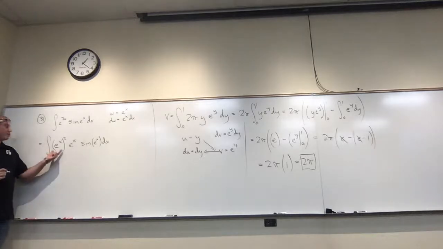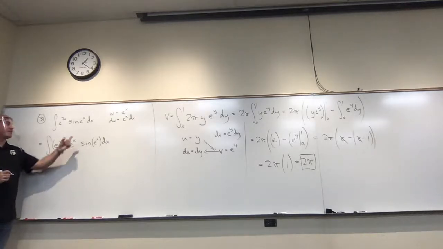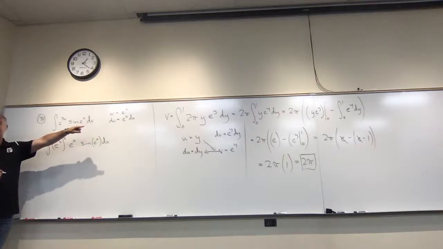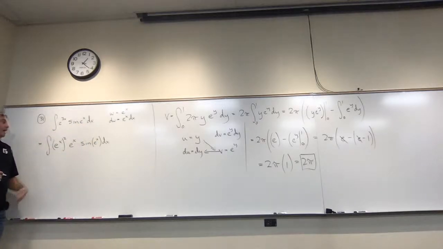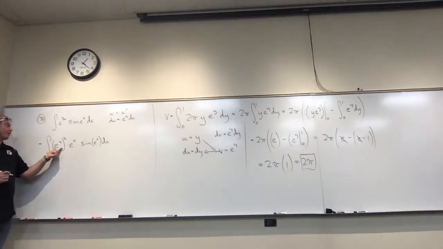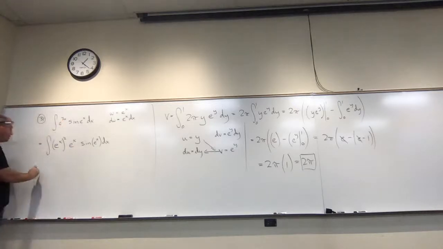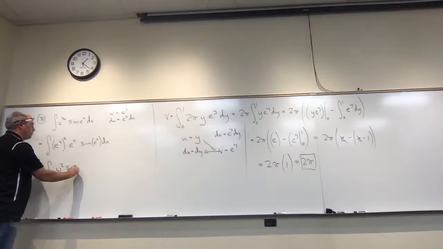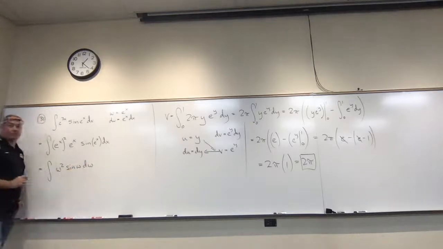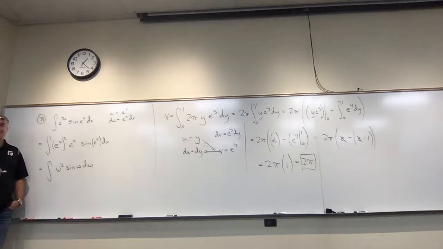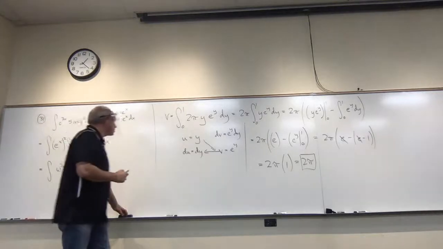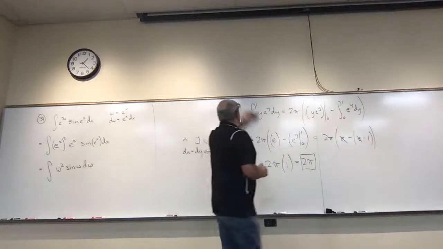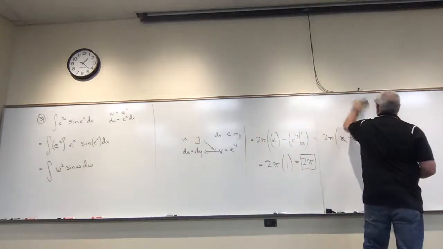And the reason that I write two of them by themselves and one by itself is I need one of them to go with the dx to make this substitution. So I wrote one out by itself, and then I have two of them that I'm actually going to substitute in w. So this becomes the integral of w squared sine w dw. Is everybody with me on that? Okay. So now this looks more reasonable in a sense than it did before with all the e's in there.